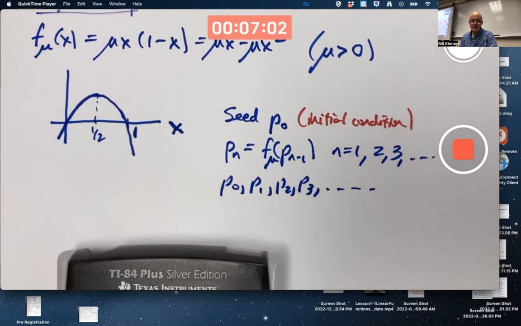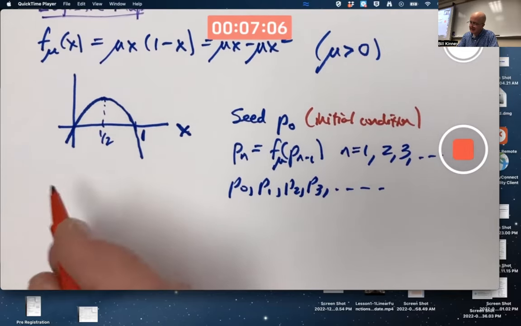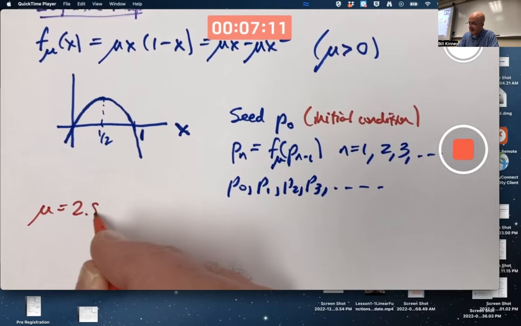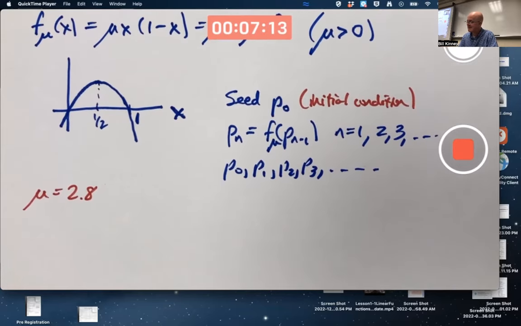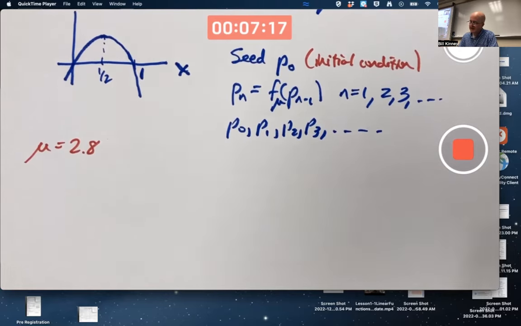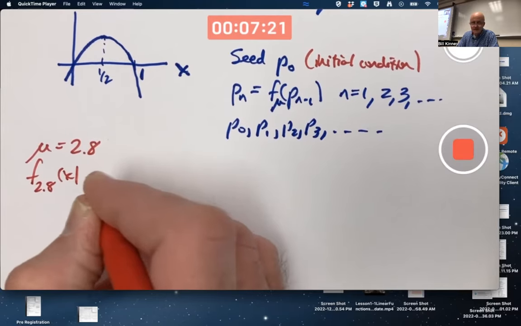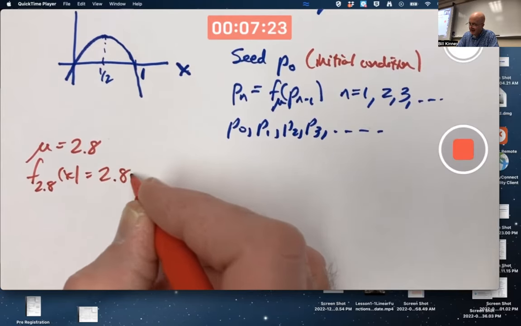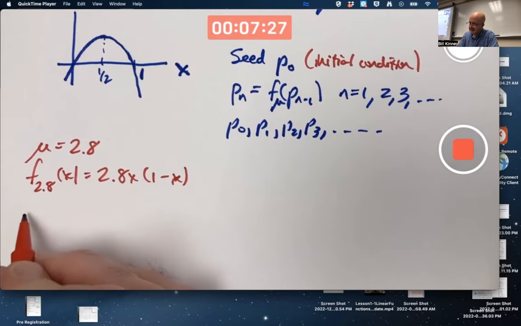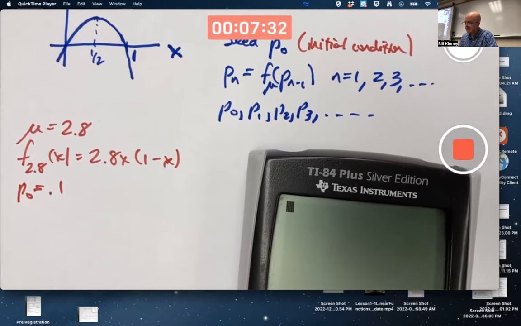Anyway, with your calculator, I'd like you to think about this in the case where mu is 2.8. We'll think about this together, and then I'll have you do one separately. So we're going to be thinking about f sub 2.8 of x, which will be 2.8x times 1 minus x. And let's pick the seed to be, say, 0.1.